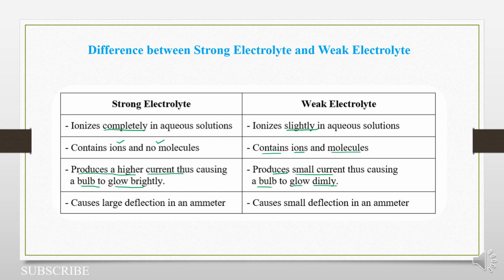electrolyte. And then lastly, in case we are measuring with an ammeter, the strong electrolyte will cause a very large deflection of the ammeter, obviously to show that we have more current, while a weak electrolyte will cause a small deflection in the ammeter to show that we have little current passing through. Some of these differences are obviously intertwined, but still they remain differences.